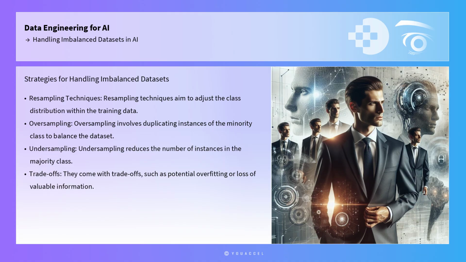On the other hand, undersampling reduces the number of instances in the majority class. This can be done randomly or through techniques like Tomek links and cluster centroids, which aim to retain the most informative samples. While these methods are effective, they also come with trade-offs, such as potential overfitting in the case of oversampling or loss of valuable information with undersampling.